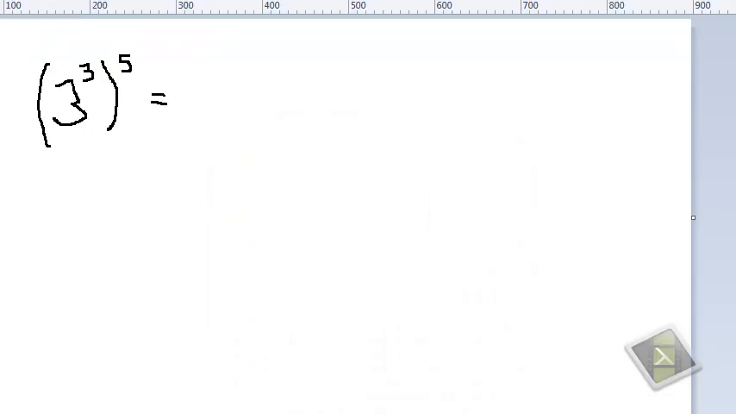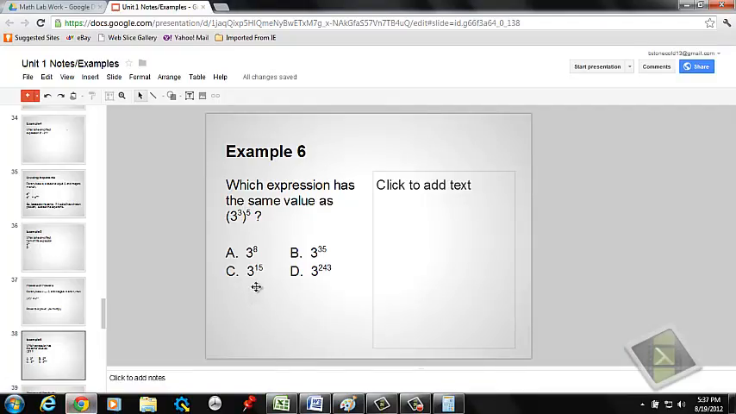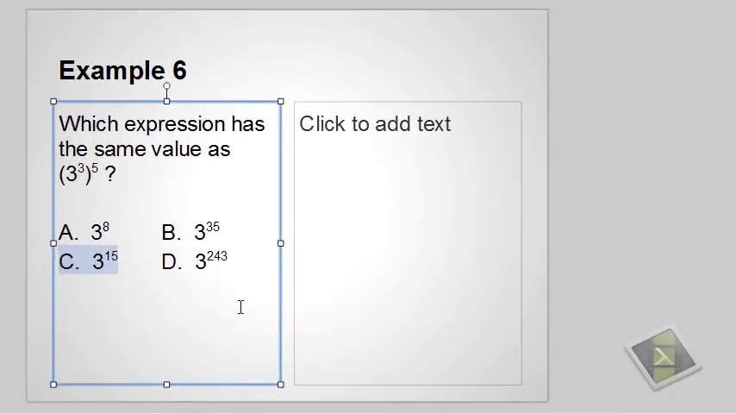Okay. 3 to the 3rd taken to the 5th. Remember, power to a power, you're going to take these 2 little exponents up here and multiply them. It has nothing to do with this 3. It stays the same. 3 times 5 up here. 3 times 5 is 15, so we are left with 3 to the 15th. Come back to our answers here. 3 to the 15th. Correct answer is C. So there we go. Power to a power, multiply your powers.